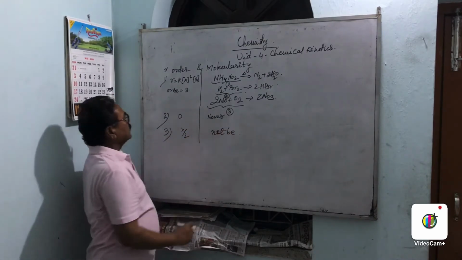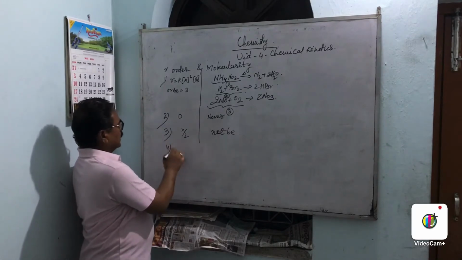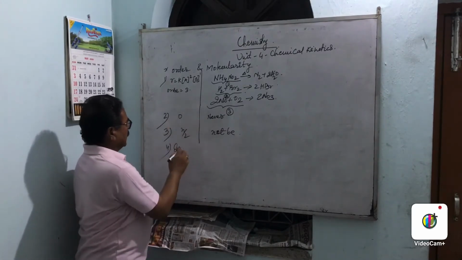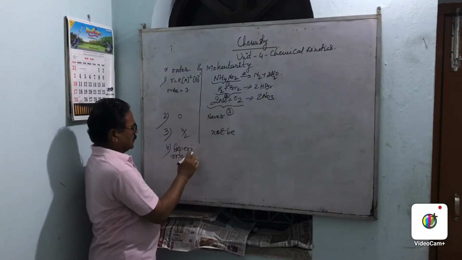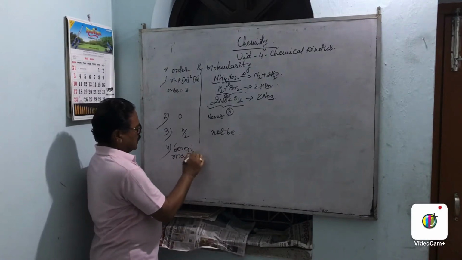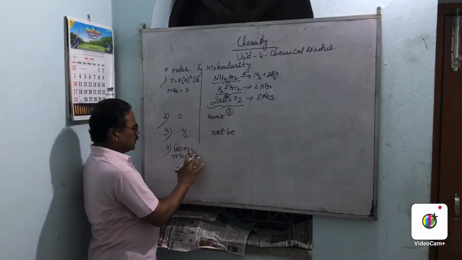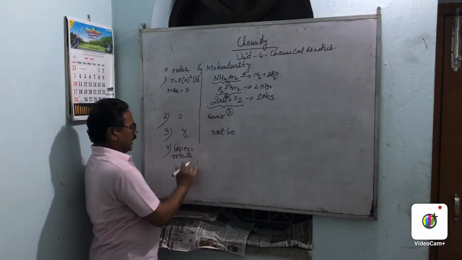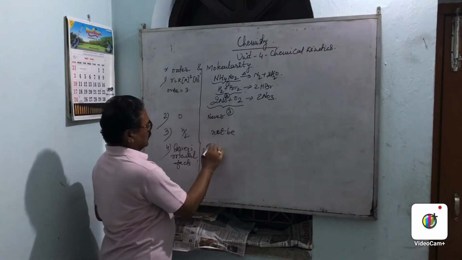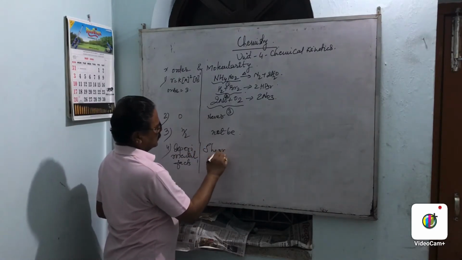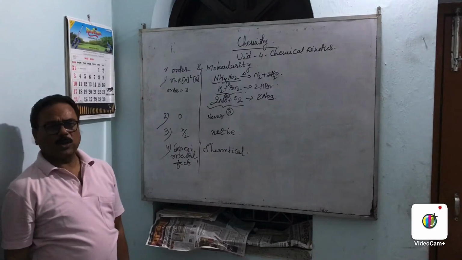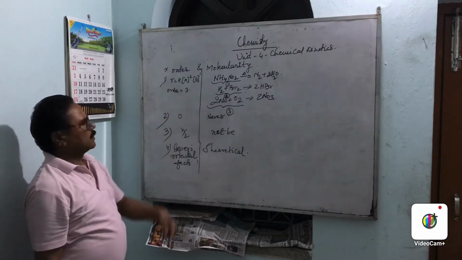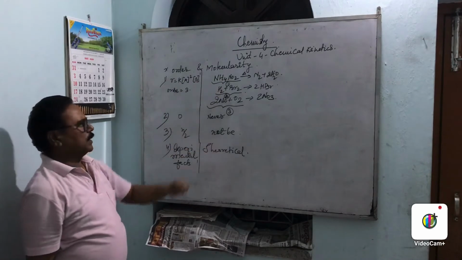These are the differences. Order is an experimental aspect, it can be determined experimentally. It is an experimental fact, simply we write. And molecularity is known as a theoretical concept. So this is the difference between the order and the molecularity. If somebody asks the question, what is the difference between order and molecularity, we can write this.